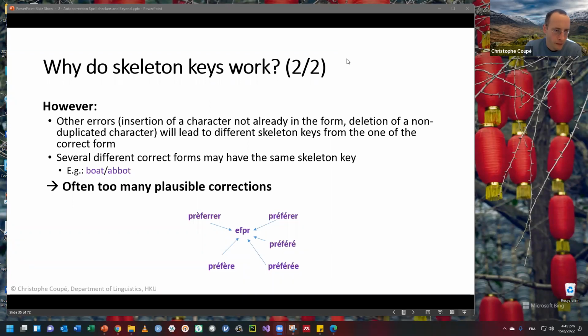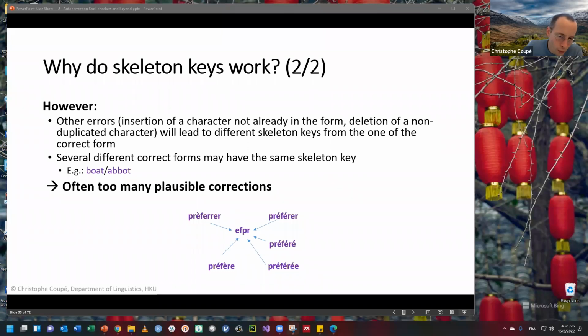It's not perfect because, first, there are some errors which will lead to different skeleton keys from the one of the correct form. If you write something like haricot rather than apricot, so you forget the P, the skeleton key is going to be different from the skeleton key of apricot. So the system won't be able to suggest apricot as the correct form. So there are some errors which are fine because of the recipe to compute the skeleton key, and there are other errors which are not okay.